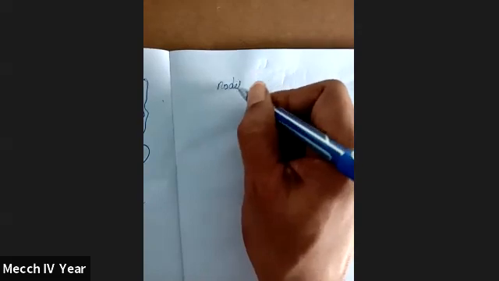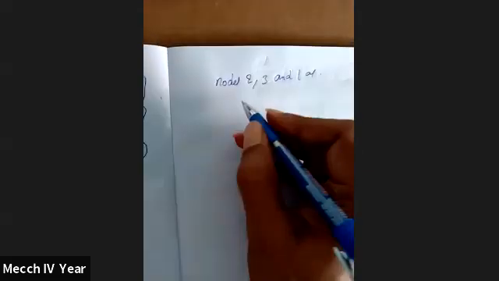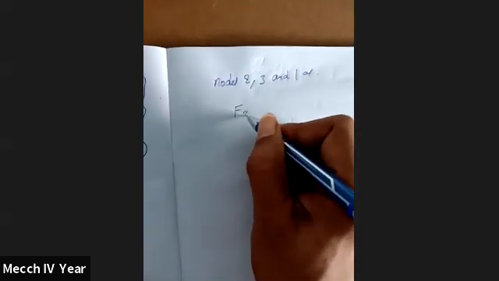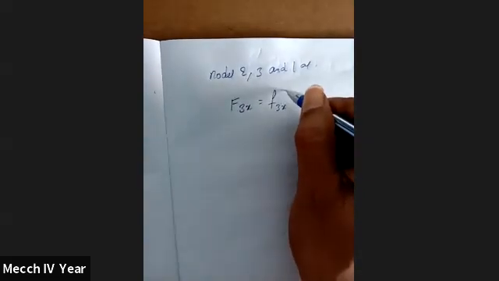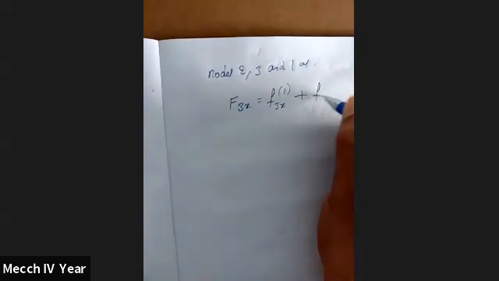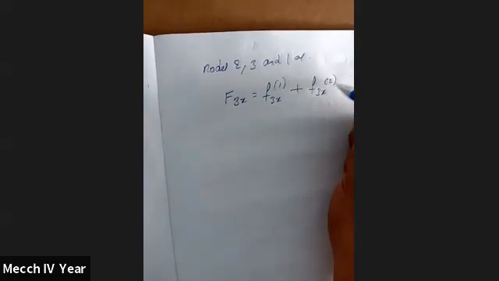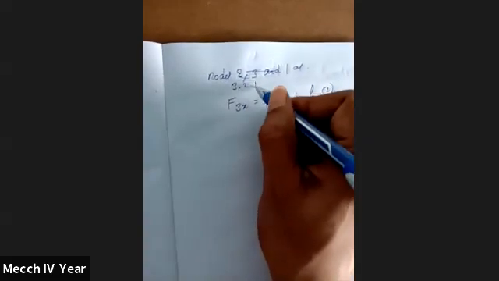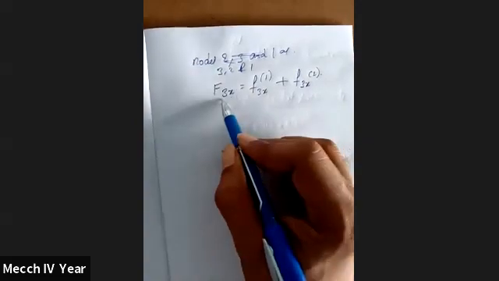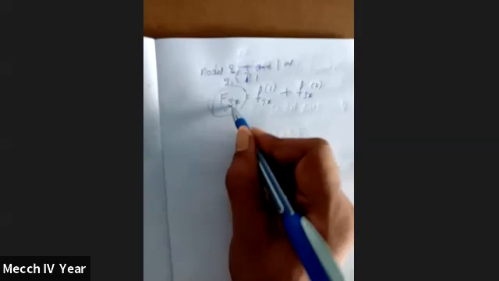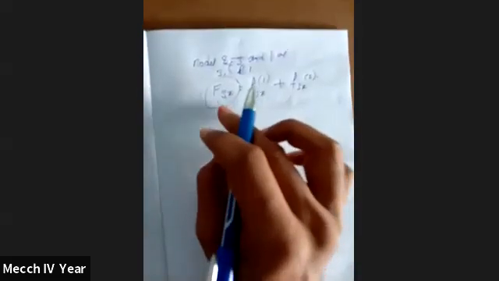So we can write nodal equilibrium equations, node 2, 3, and 1 as F3x, that is equal to F3x of element 1 plus F3x of element 2. So we can write this is called the 3, 2, and 1. So 3 is element 1 plus element 2, that is equal to total force of node 3x, node 3.